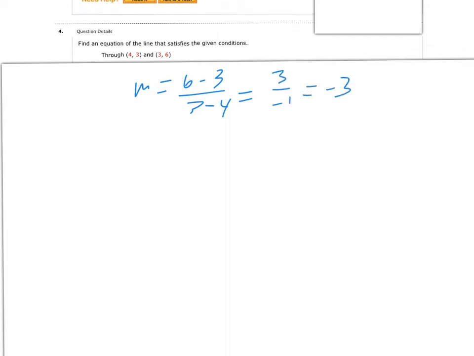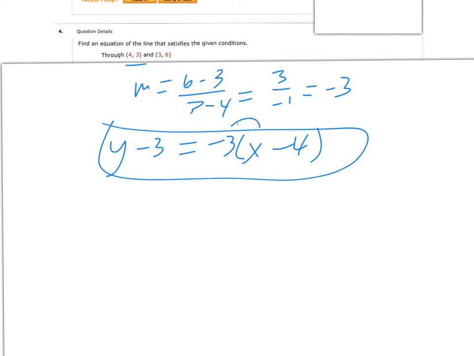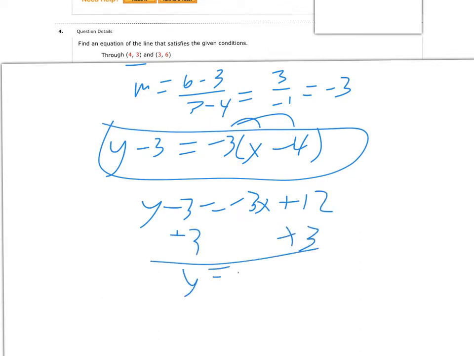And then I would use point-slope form. So I'll use the first point. You can really use either one, so I'll say y minus 3 equals m times x minus 4. You might be able to put it like that. If not, you can go ahead and distribute this and turn it into slope-intercept form. So you can call it negative 3x plus 12, and then add the 3. So y equals negative 3x plus 15, and that should work if the first version does not.